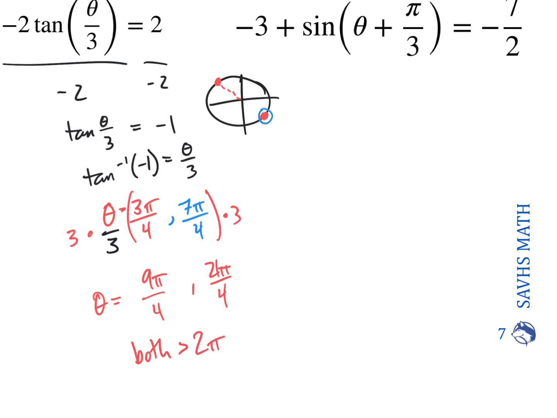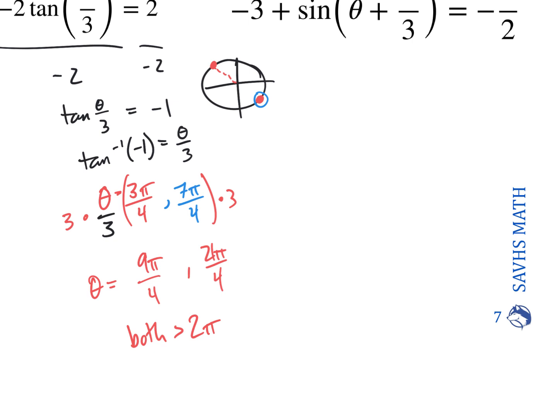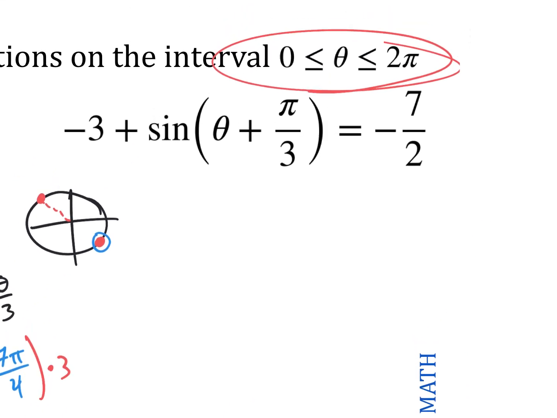And since they're greater than 2 pi, and the reason that I know that is because 9 is 8 plus 1, and 8 pi over 4 is 2 pi, 9 pi over 4 is bigger than that. And if that one is bigger than that, then 21 pi over 4 better be. So there are actually no solutions on the interval 0 to 2 pi. Okay, let's proceed. Next one.